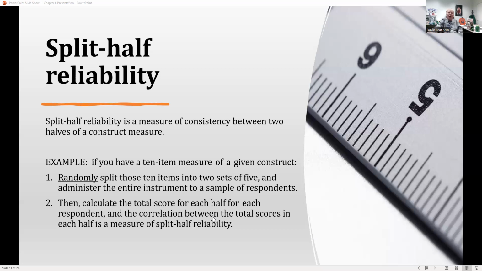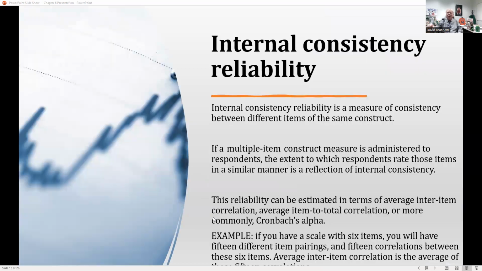Then the last one we're going to talk about is the internal consistency reliability. Now, this is a little bit more complex. Internal consistency reliability is a measure of consistency between different items of the same construct. So if you have a multiple item construct measure, for instance, measuring intelligence, you have multiple questions.